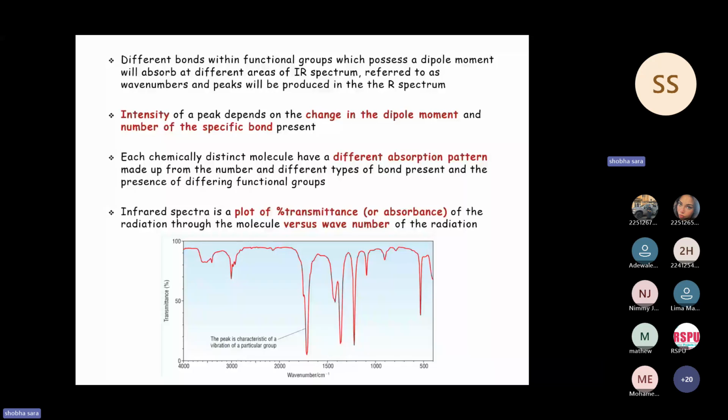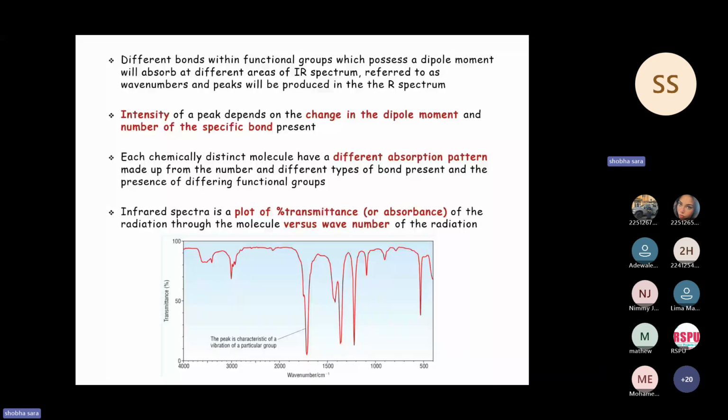Each chemically distinct molecule, whether it is an acid or any other chemical, will have a different absorption pattern. We can easily say no two compounds will have the same absorption pattern. As I told you before, it is like a fingerprint for a human. It is unique. That is the beauty of FTIR. So if you see a spectrum, we can say, okay, this is that compound. There is no question, because it is 100% evidence that this is this compound, because it is unique.